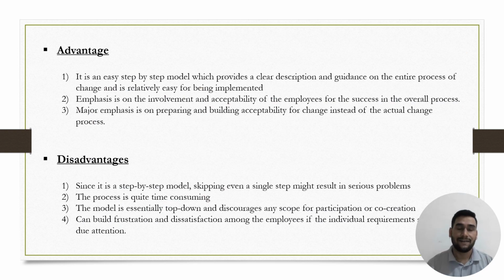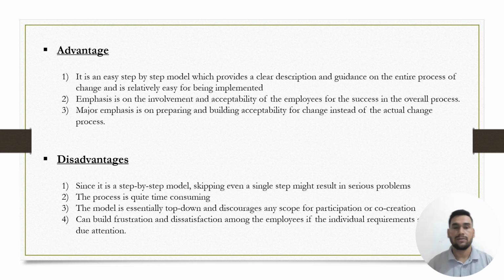Our next slide is the advantages and disadvantages of Kotter's 8-step model theory. First we will discuss the advantages of Kotter's theory. The first one is that it is an easy, step-by-step model which provides a clear description and guideline of the entire process. The second one is that emphasis is on improving the acceptability among employees for the success of the overall process. Major emphasis is on preparing and building acceptability for change instead of the actual change process.